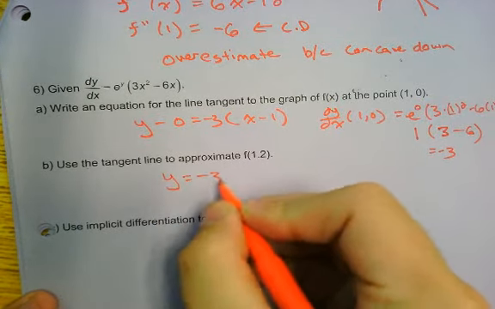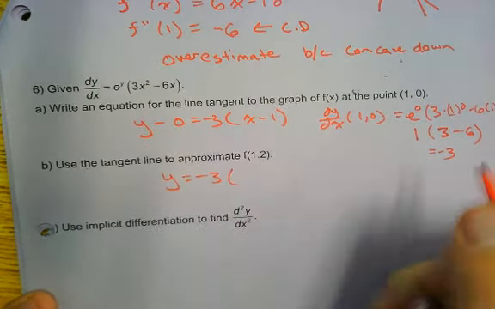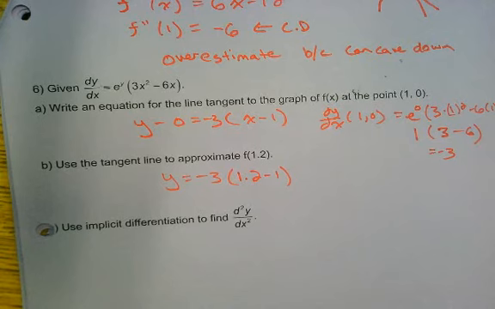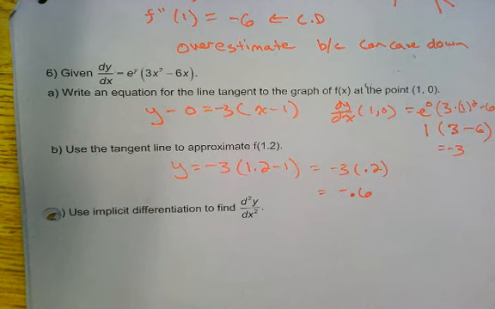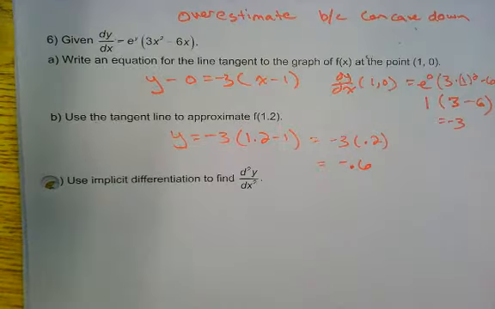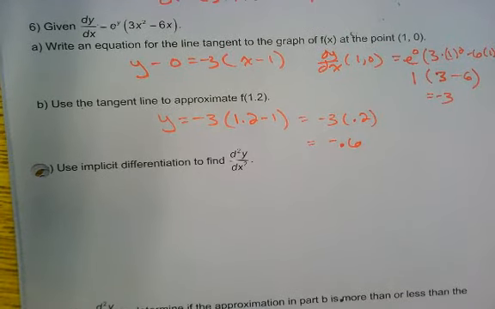So I know it's y equals negative 3 times (x minus 1). Plug in 1.2. What is 1.2 minus 1? 0.2. What is negative 3 times 0.2? Negative 0.6. Okay. Use implicit differentiation. I think they're doing this so we can find out whether this is an overestimate or underestimate.